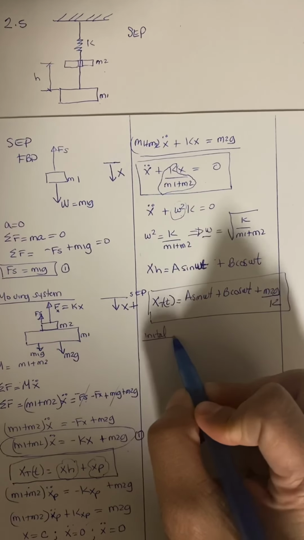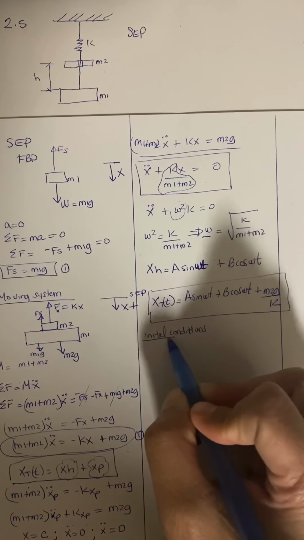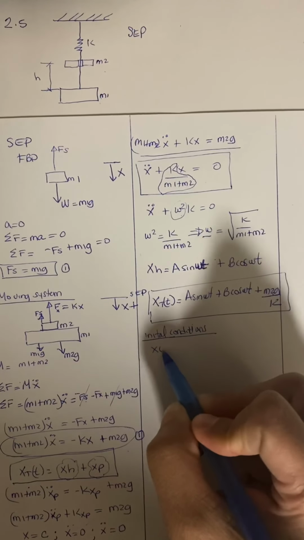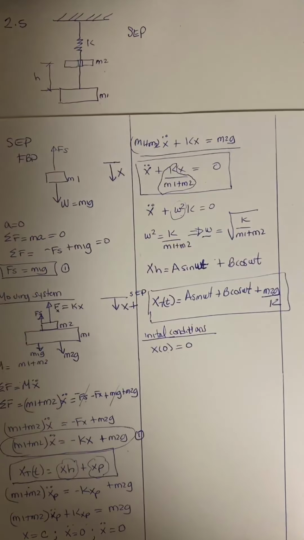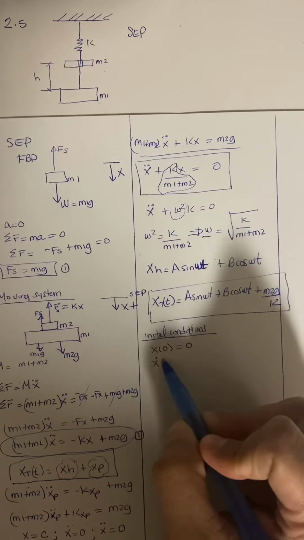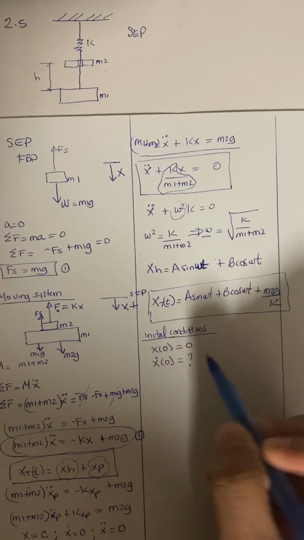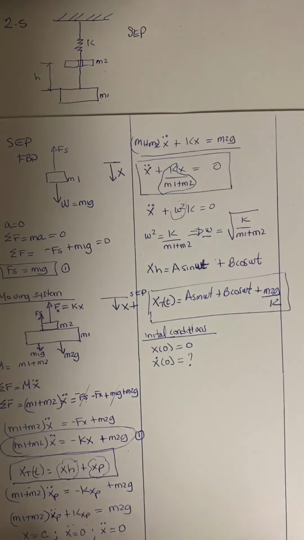Our initial conditions, we can easily notice that the initial displacement at time 0 equals 0 because we're starting from a static equilibrium position. But we don't know the initial velocity at time 0. That's the velocity immediately after the collision that caused the system to move.